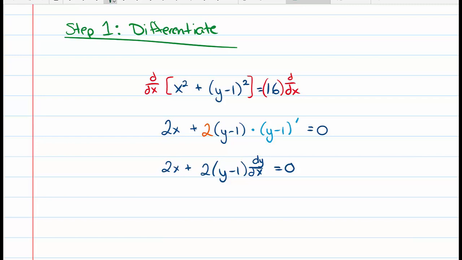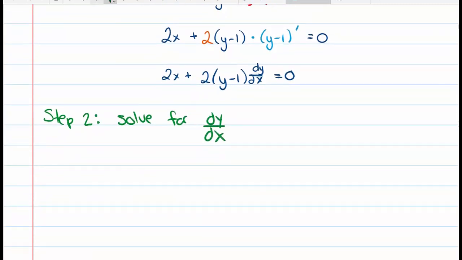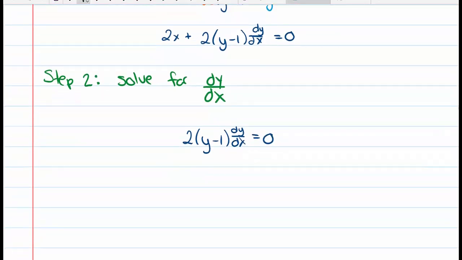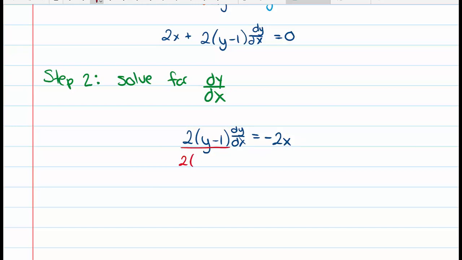Alright, so now for step 2. Solve for dy/dx. Here we go. So I'm going to subtract 2x from both sides, and you get 2(y minus 1) dy/dx is equal to negative 2x. Whoopsie, not 0, negative 2x. I subtracted 2x from both sides. Now we're going to divide both sides by 2 times (y minus 1).